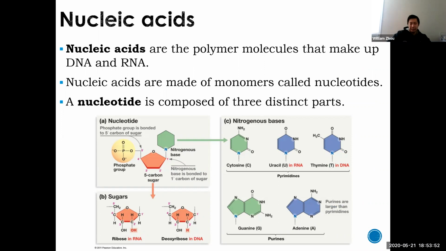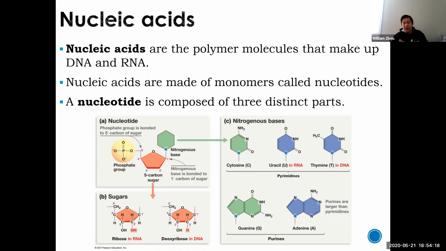Nucleic acids are the polymer molecules that make up DNA and RNA. These are made up of monomers we call nucleotides. And in figure A on this page, you have a picture of a nucleotide. A nucleotide has three components. The pentagon in the middle, the orange thing, is a 5-carbon sugar.